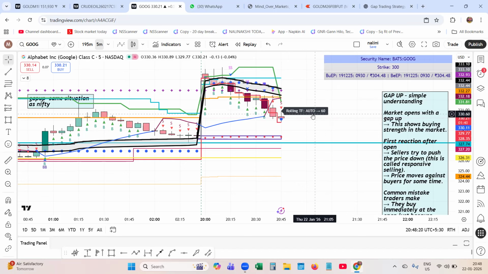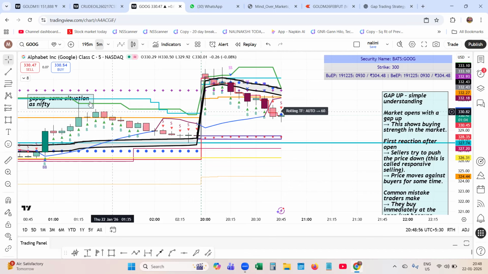Okay, friends, this is what I wanted to explain to you with the context and with the price action. You need to understand how to trade the gaps, whether it is gap up or gap down. You need to wait for the responsive sellers and responsive buyers to act. They have to finish their activity, and only then you have to enter the market. With the indicator option zone, you could have taken the Google put option.